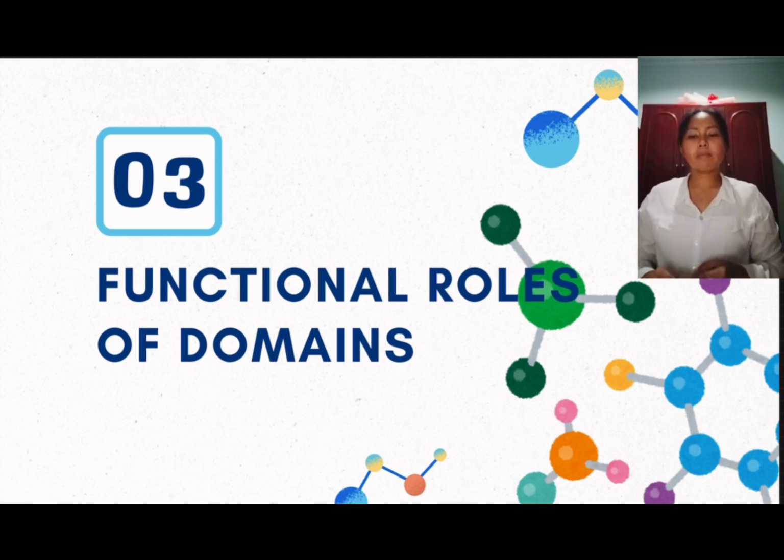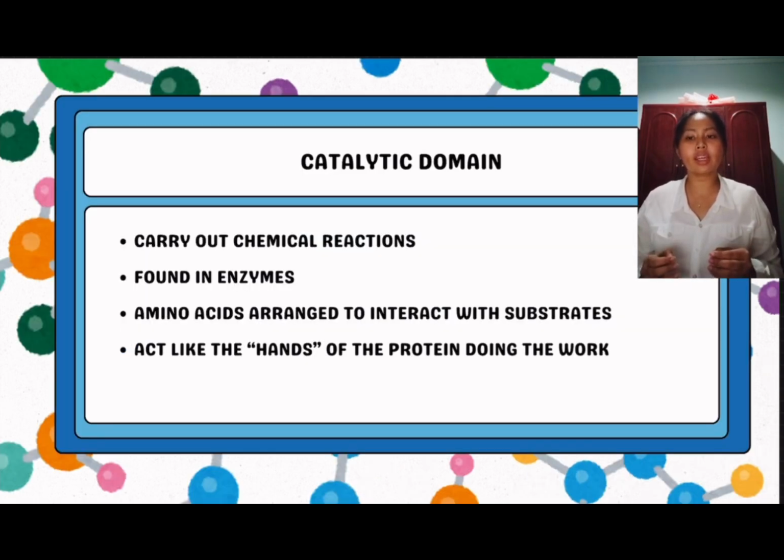Let's talk about the functional roles of domains. First is catalytic domains. These are the parts of a protein that perform chemical reactions, usually found in enzymes. In these domains, amino acids are arranged in such a way that they can interact with a substrate, break or form chemical bonds, and convert molecules from one form to another. One of the great examples here is the kinase domain, which transfers a phosphate group from ATP to a target molecule. Catalytic domains are like the hands of a protein that do the actual work in a reaction.